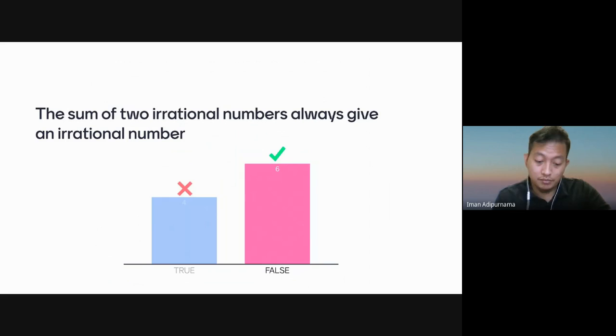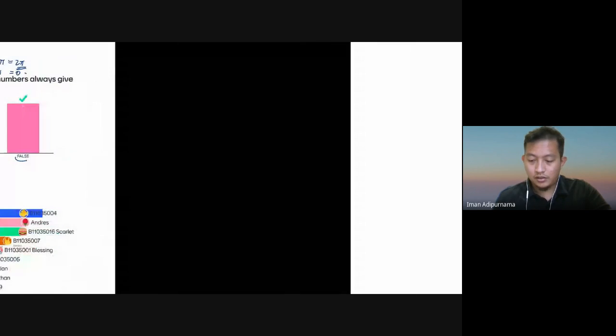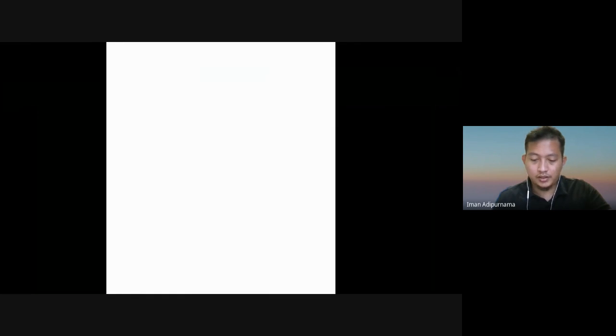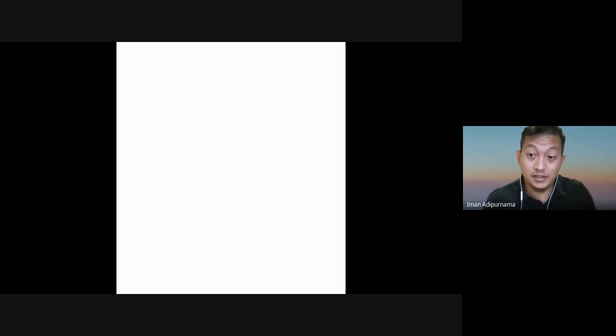The other question is that the sum of two irrational numbers always gives an irrational number. That's what I mentioned before. If you have pi plus pi, it's 2 pi, which is irrational. But if you subtract them, you get 0, which is not an irrational number. So of course this is false.